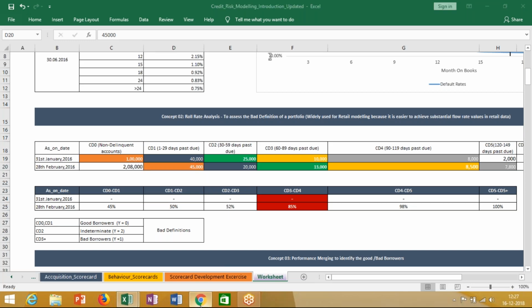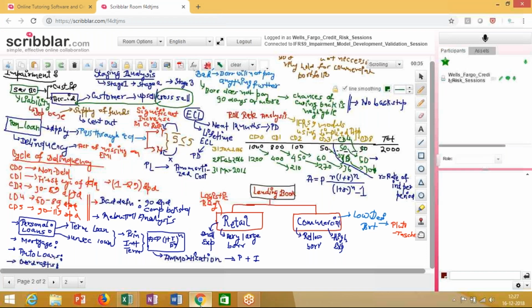So this is precisely what we were talking about. After we talked about delinquency and bad definition, we started talking in the last class about the assets, and we took up personal loans, and we tried understanding the concept of SPPI, that is solely payments of principal and interest. That is also known as the cash flow test, because the first challenge or the first objective in the IFRS 9 module is to decide the scope of the assets which will fall under IFRS 9.